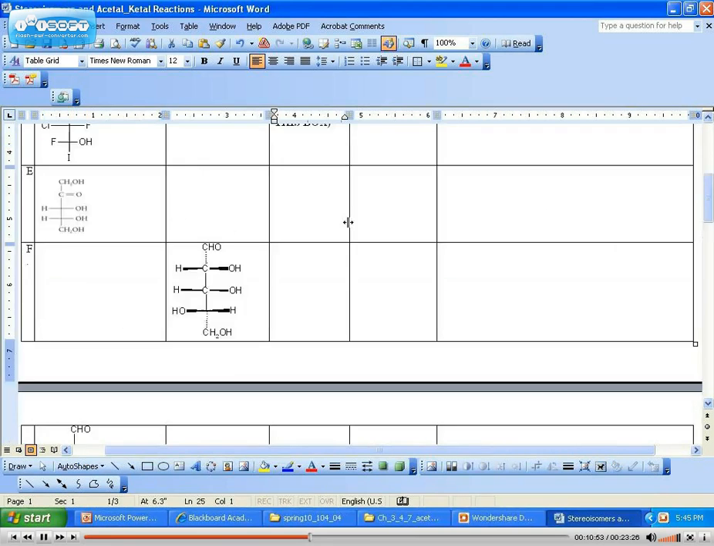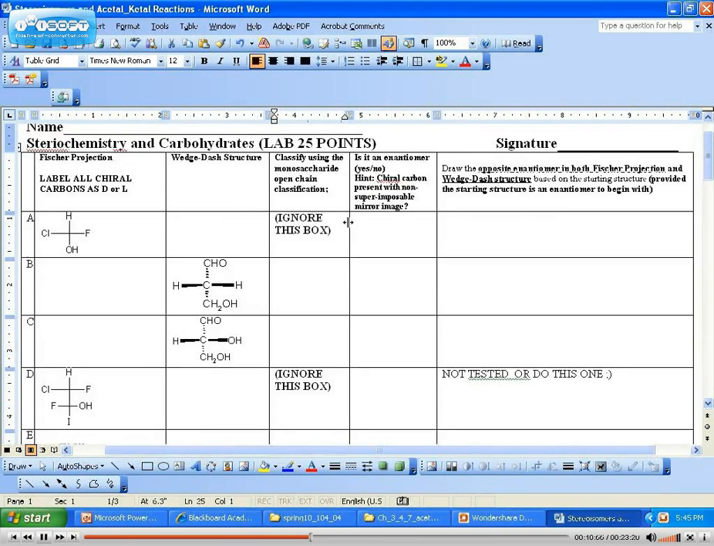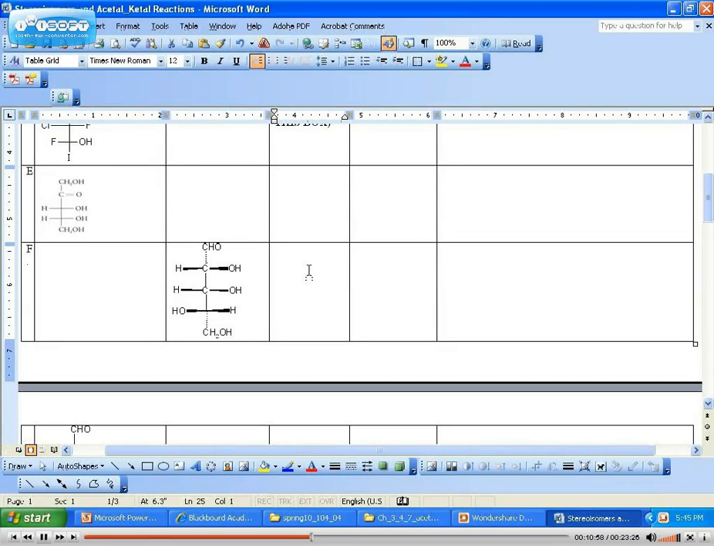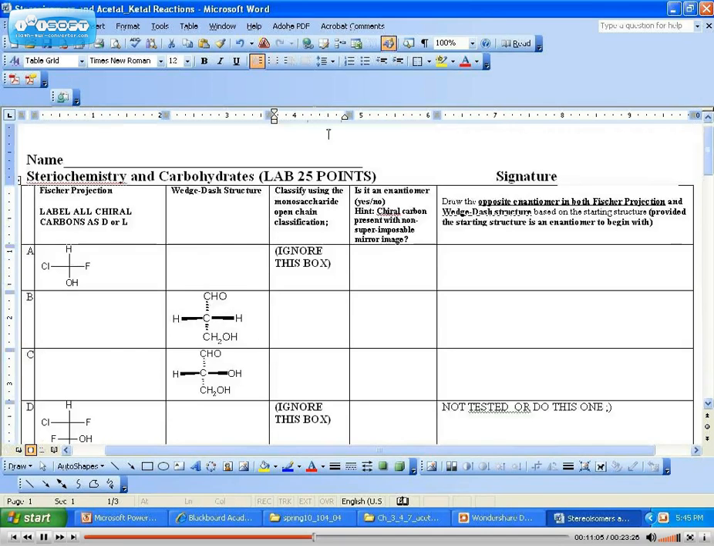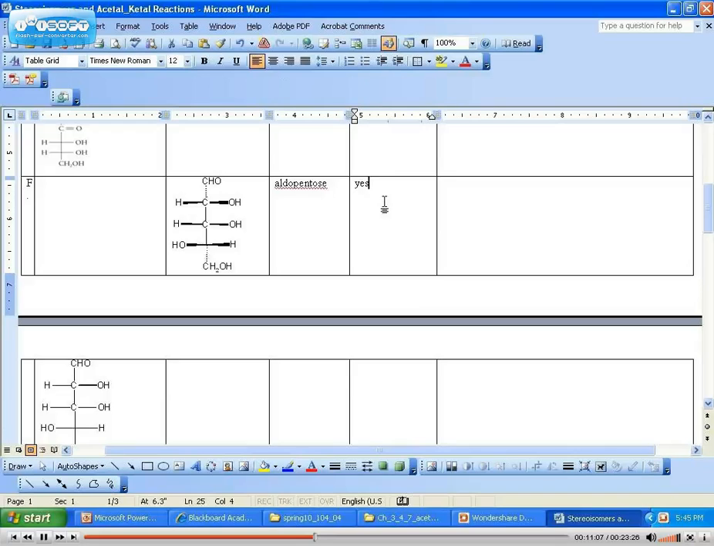Now let's go to the center and classify this. This is going to be an aldo, 1, 2, 3, 4, 5, pentose. Is this an enantiomer? Yes, it is. Why? Because we can create a mirror image of this, and it has a chirocarbon. It has multiple chirocarbons, but all it needs is one to be considered an enantiomer candidate. Bottom line is we would put yes for the answer.